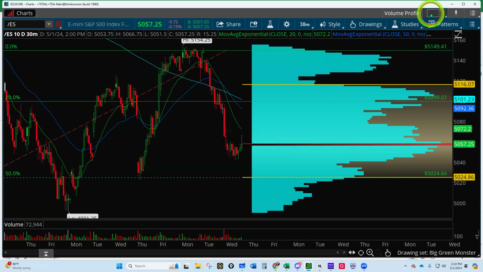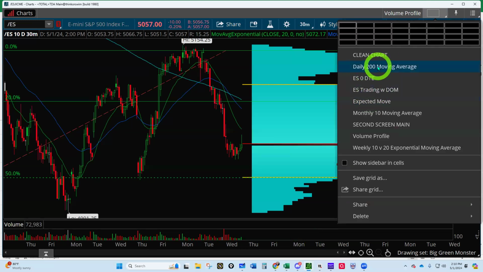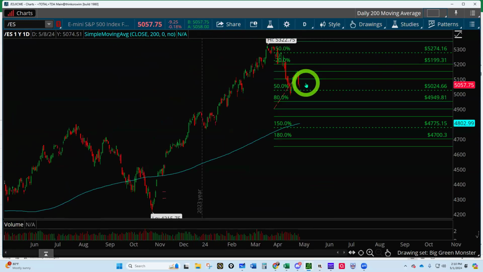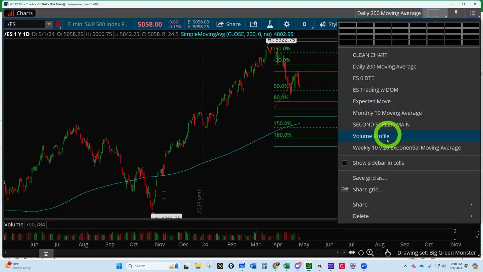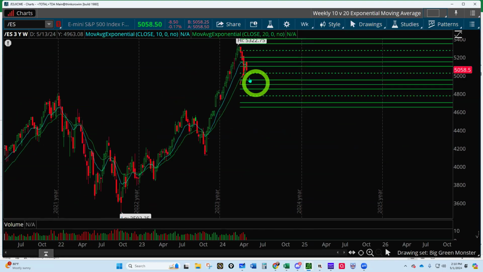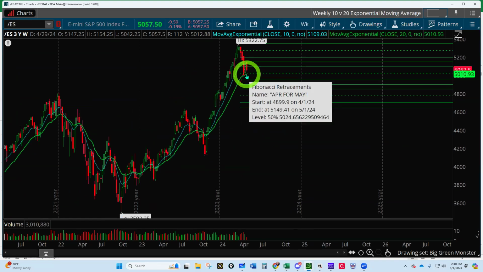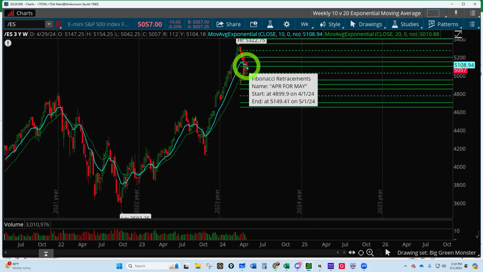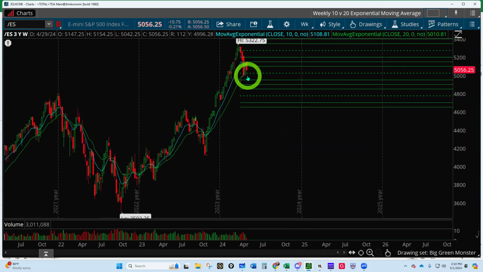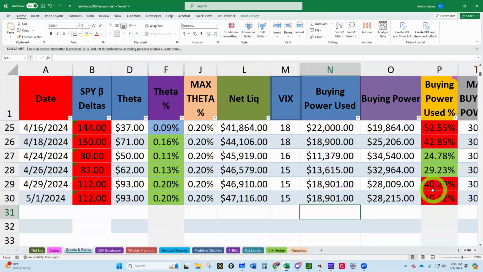So let's see what that looks like. We still should be above the 200-day moving average. Indeed, we are. Price is above the 200. And as long as the 10 exponential is above the 20 exponential weekly moving average, which it is, you can barely see it there, but that is above this. Now y'all, look, if this 10 goes below the 20, I am going back down to about 25% buying power. Right now, I'm at 40%. So right now, I can put on trades.